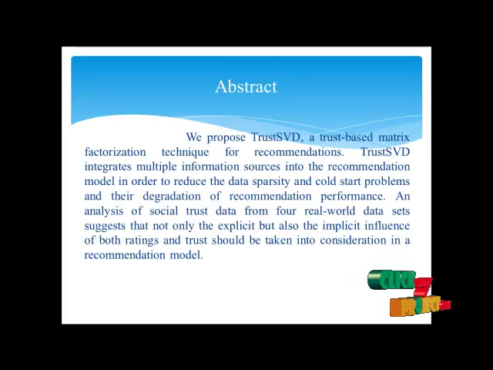Our project abstract: we propose TrustSVD, a trust-based matrix factorization technique for recommendation. TrustSVD integrates multiple information sources into the recommendation model to reduce the data sparsity and cold start problems and their degradation of recommendation performance. An analysis of social trust data from 4 real-world datasets suggests that not only the explicit but also the implied influence of both ratings and trust should be taken into consideration in a recommendation model.